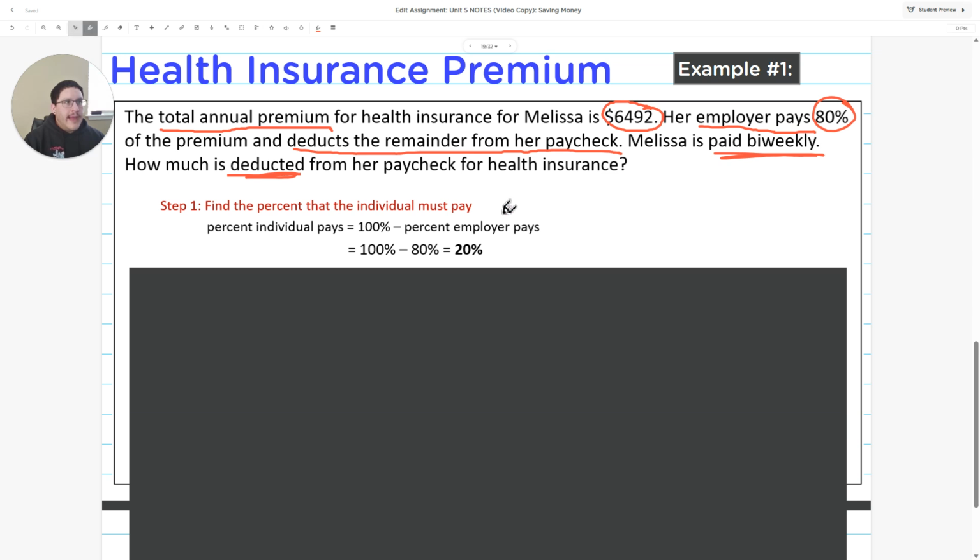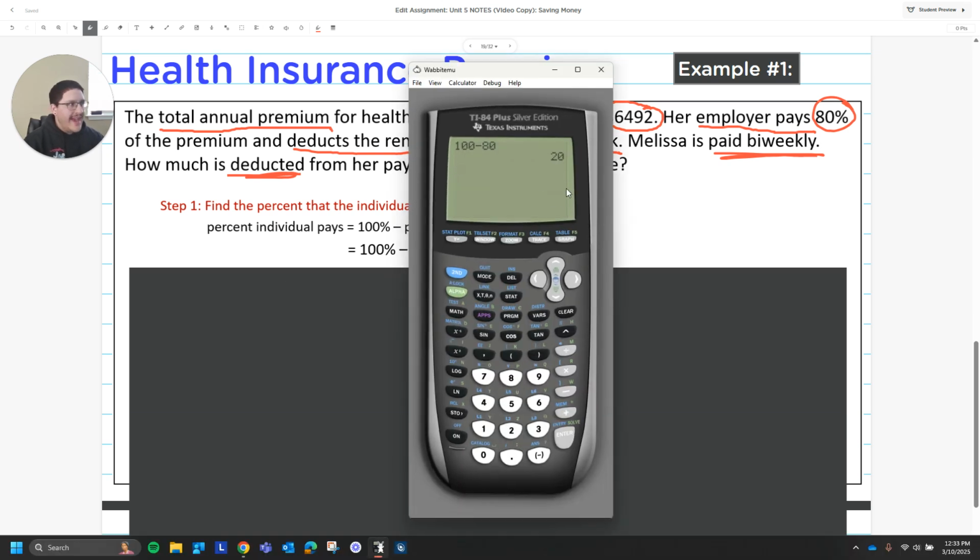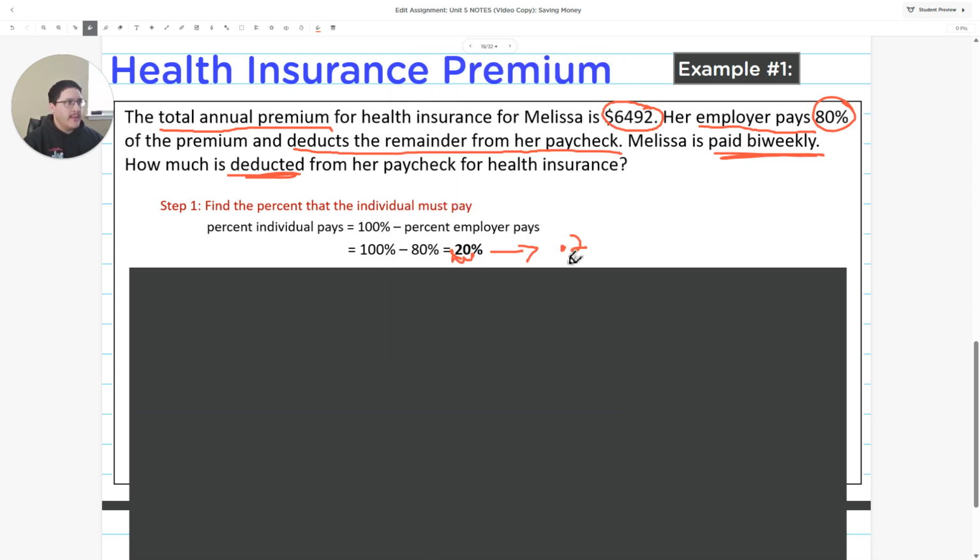20%. Now, we're going to use that 20% in another calculation later, so we're going to have to change it to a decimal. And remember, to change from percent to decimal, we can either move the decimal to the left twice, or we take the percent and divide it by 100, and we'll get the same exact answer. Either way, the decimal form of our number here is 0.2.